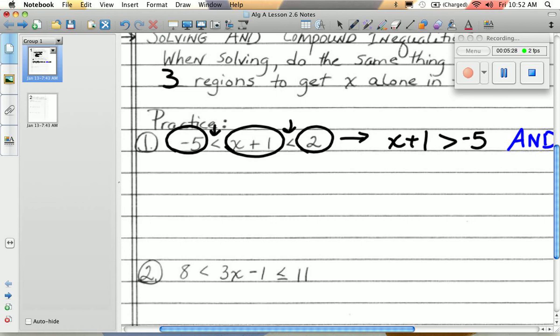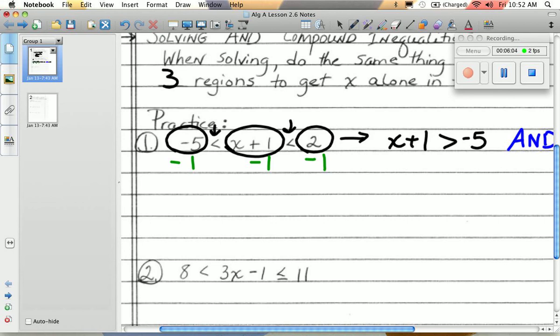So when we're solving this, whatever we do to get the variable alone, we have to do it to all 3 regions. Anybody have a suggestion what they think we could do to get x by itself in the middle? Cameron? Subtract 1. But we have to subtract 1 from all 3 regions, don't we? If we subtract 1 here to get x alone, we also have to subtract it from the other regions. So it's getting done in all 3 regions.